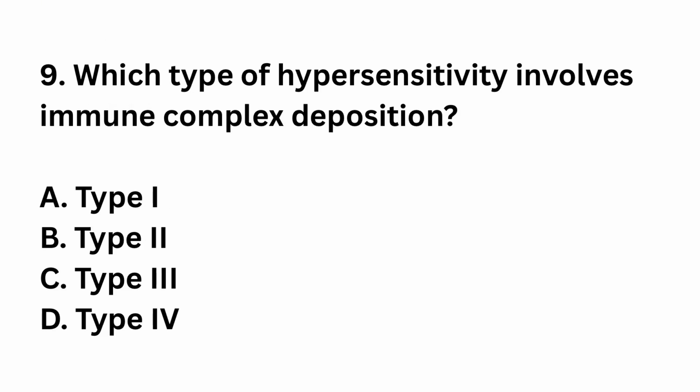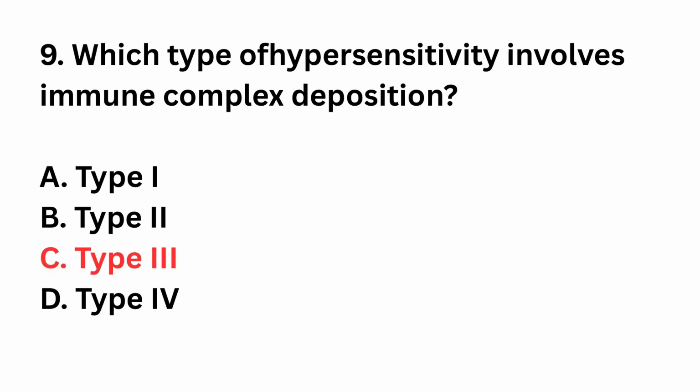Question number 9. Which type of hypersensitivity involves immune complex deposition? Type 1, type 2, type 3, type 4. The right answer is option C, type 3. Antigen-antibody complexes deposit in tissues. They cause inflammation and tissue injury.